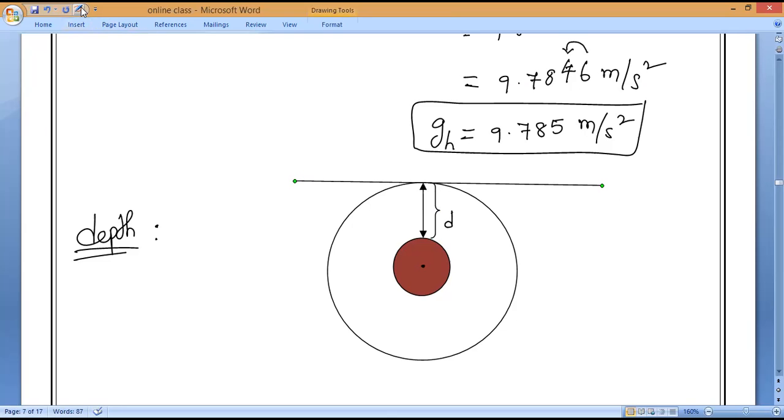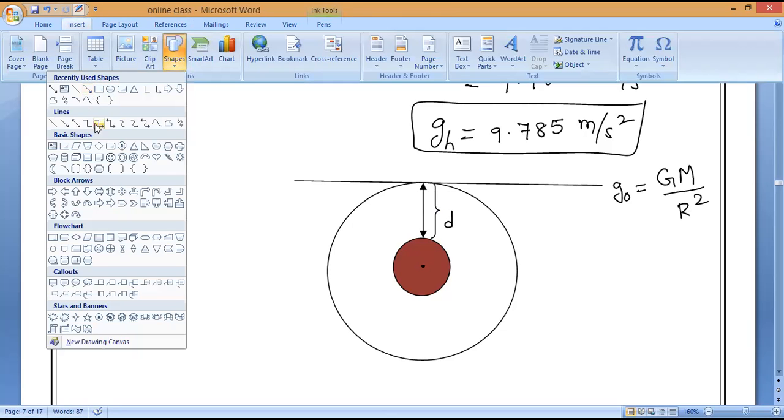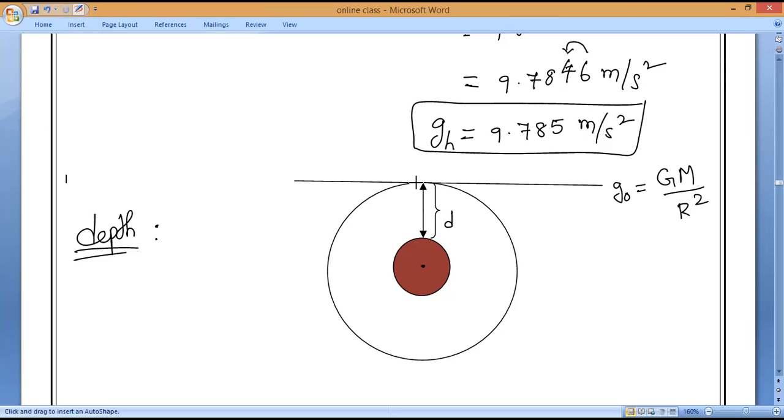What is the formula? Everybody. Mitakshri, Divya, G naught is equal to what is the formula? Capital G into capital M divided by R square, radius of the earth. Is it so? Everyone? Yes, sir. Now this is what I will take, radius of the earth.